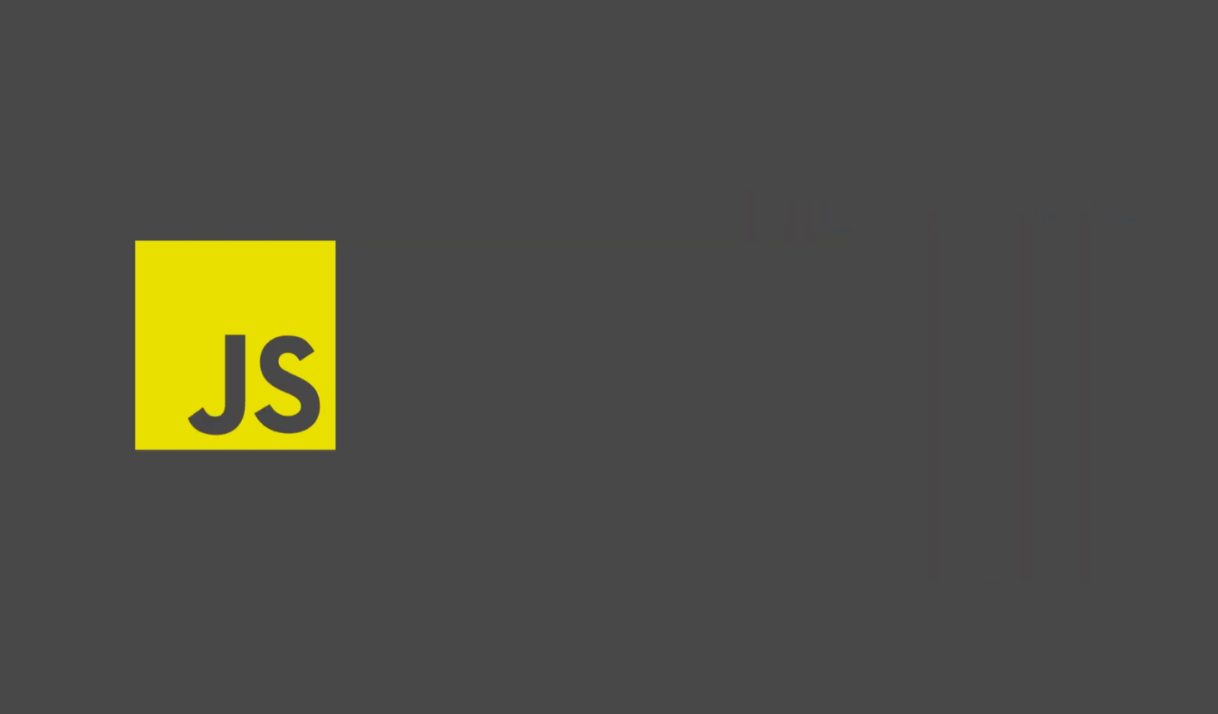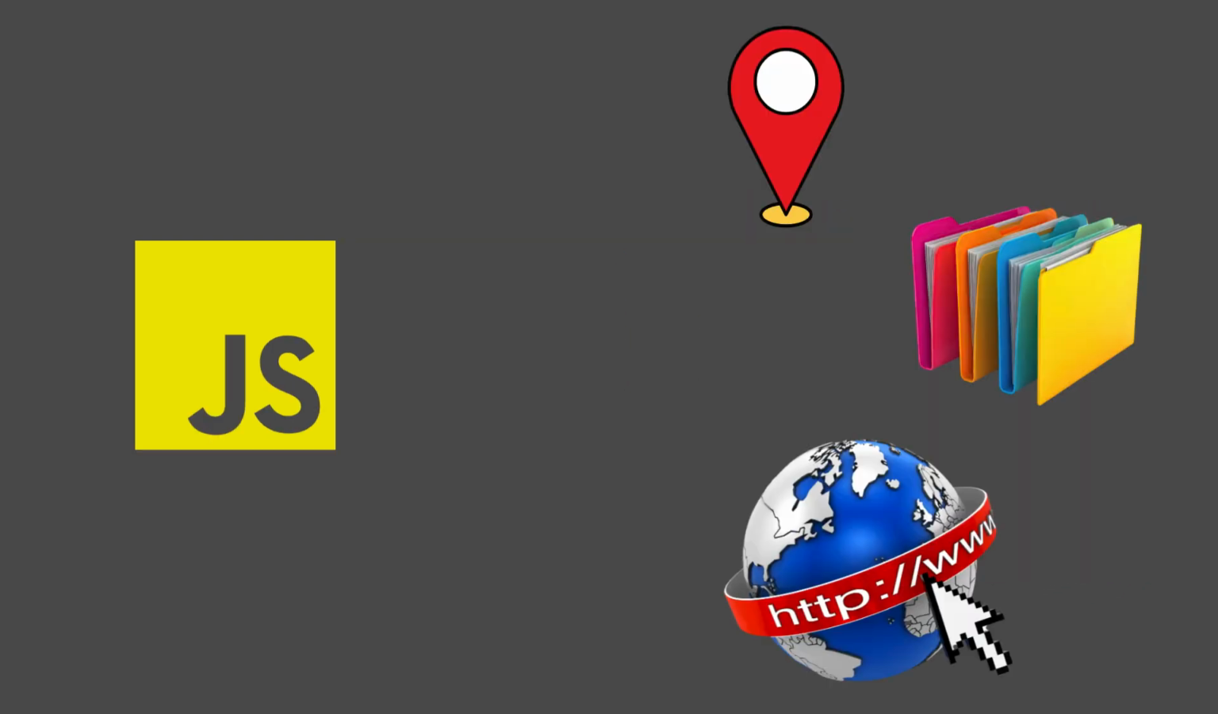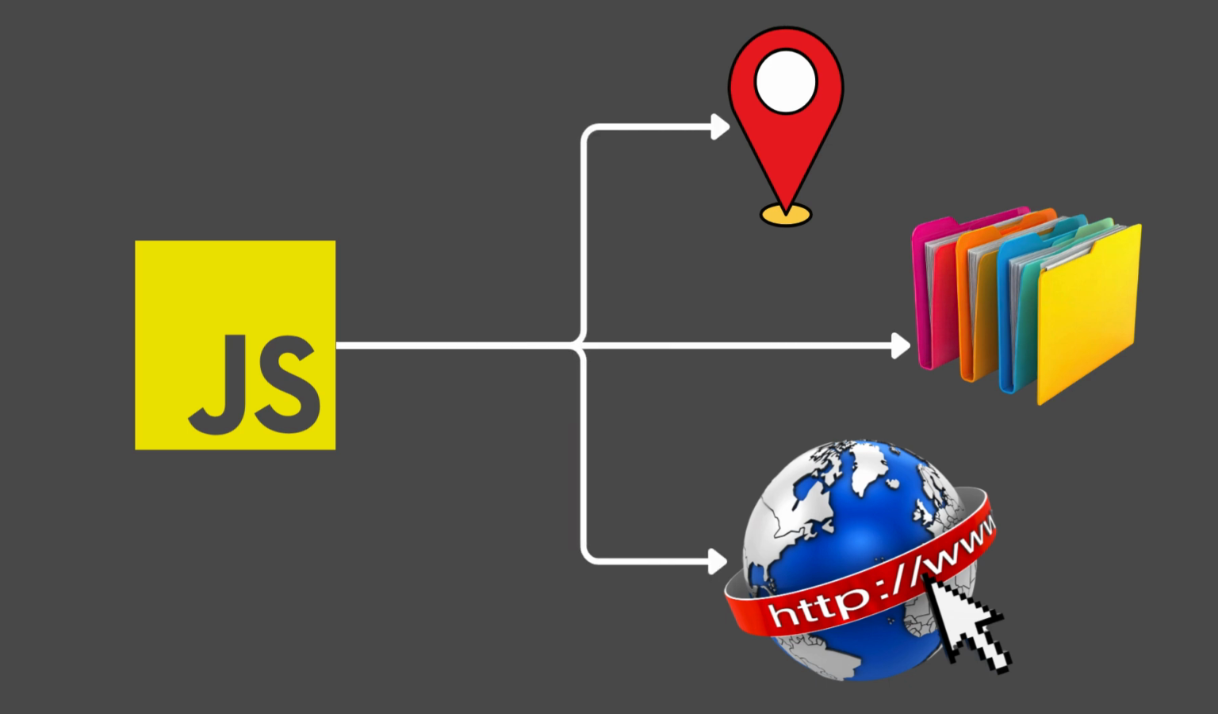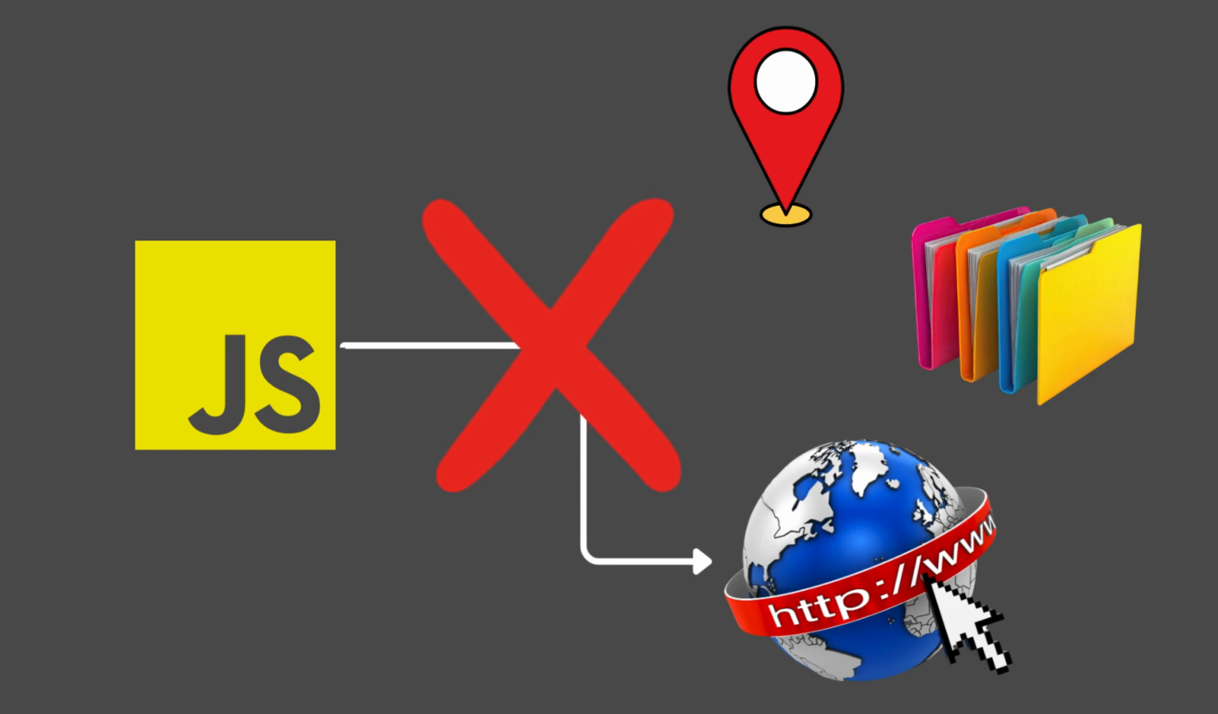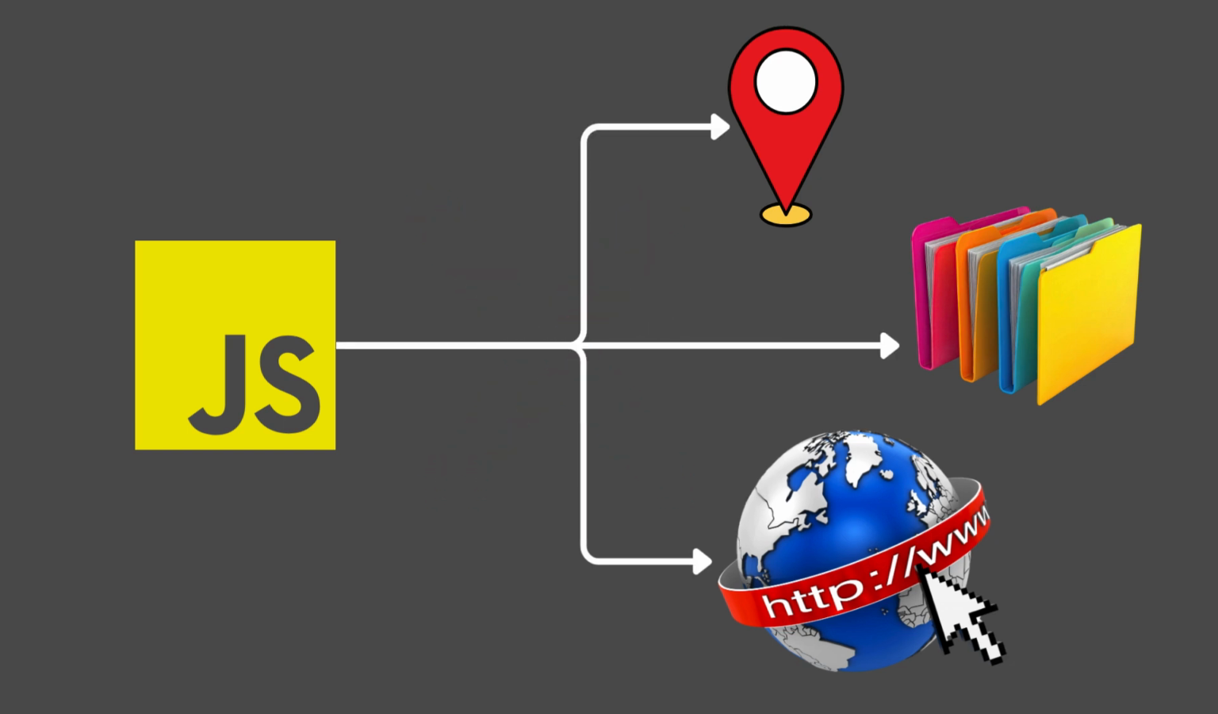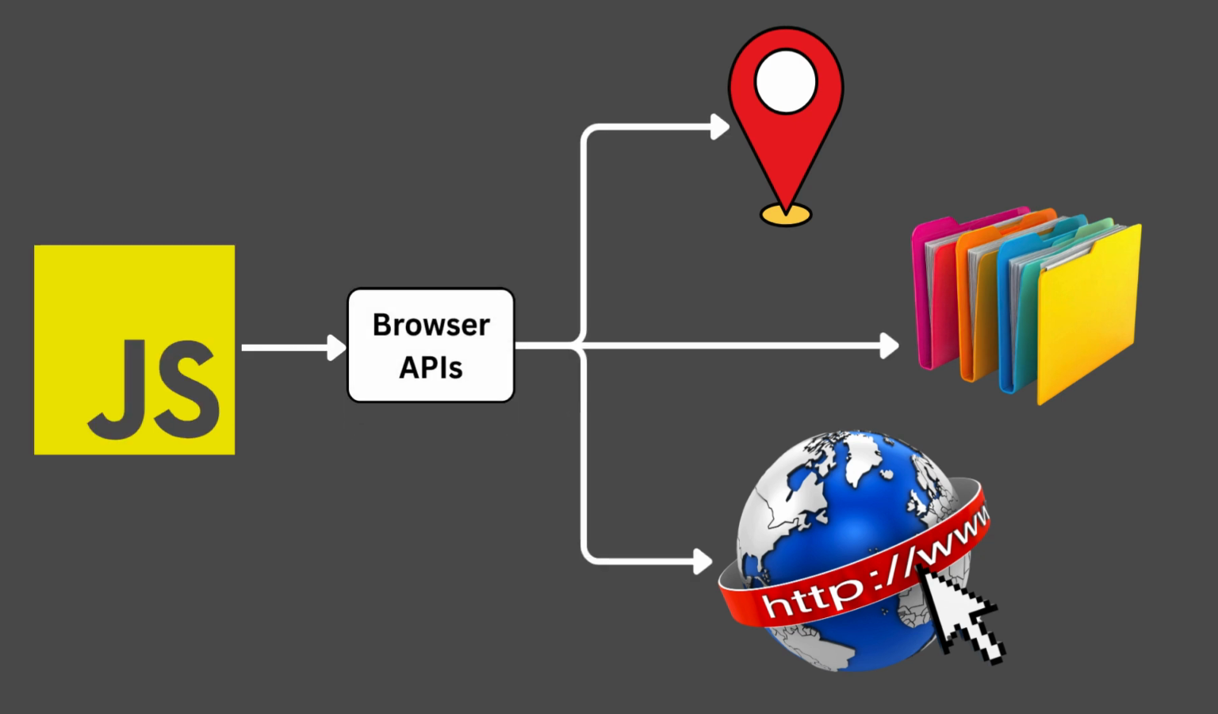Let's start with a simple idea. JavaScript itself cannot directly access the network, the file system, or device features. It cannot send HTTP requests, read files, or get your location on its own. So how does it do all of that? Through browser APIs. The browser provides built-in APIs that JavaScript can call to interact with the outside world.